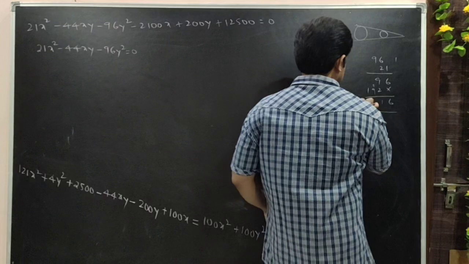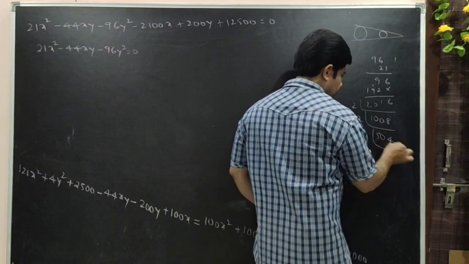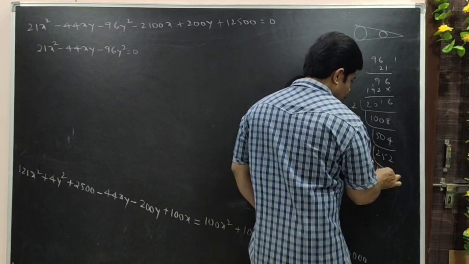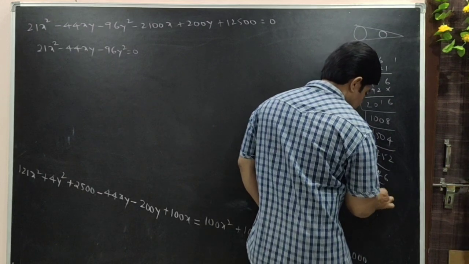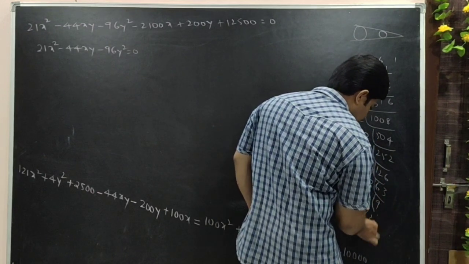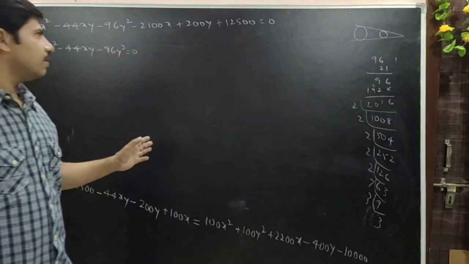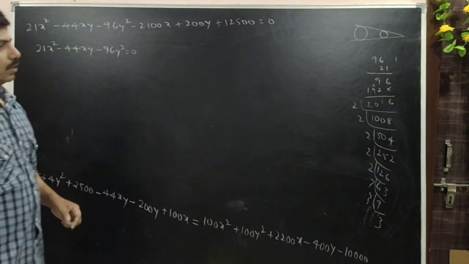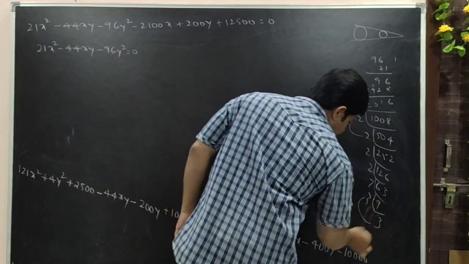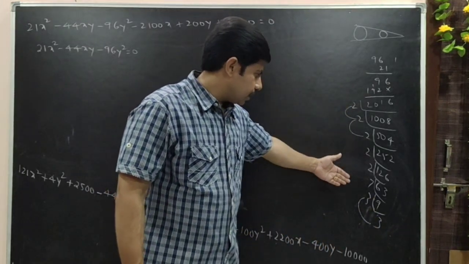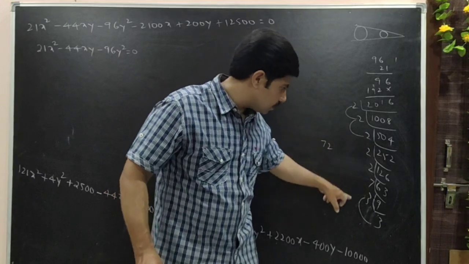So I'll factorize this. 2 1000s are, 2 500s are, 2 250s are, 2 125s are, then 2 12s are 24, 2 6s are 12, 2 3s are, then 7 9s are, then 3 3s are. So these are the factors we got now. Now we regroup those factors and we try to get this 44. So 2 2s are 4, 4 2s are 8, 3 3s are 9. 8 9s are 72. Just see here, only these terms I am multiplying.